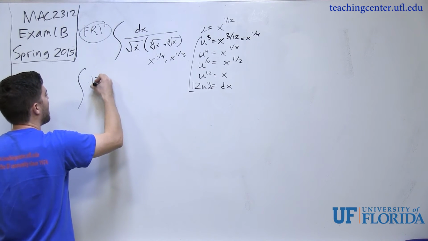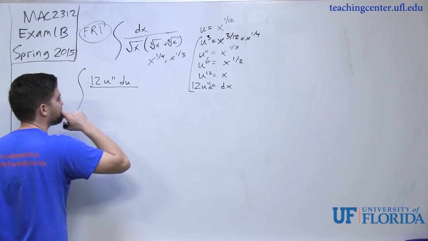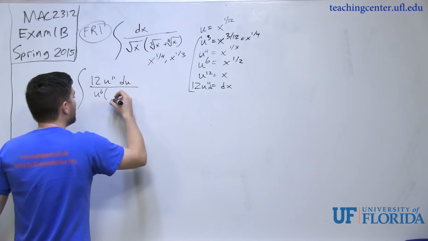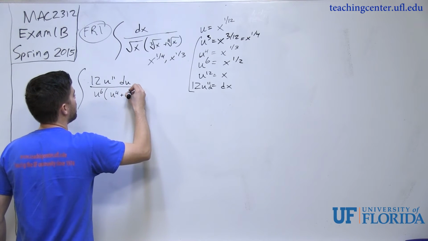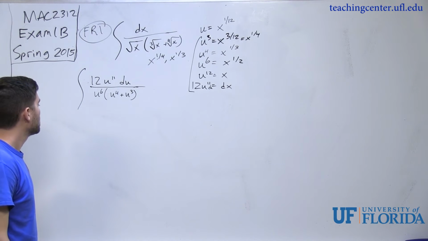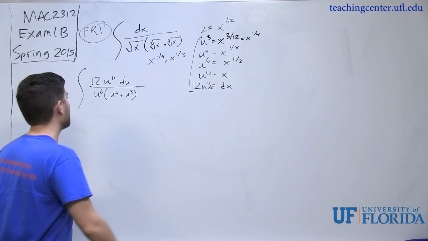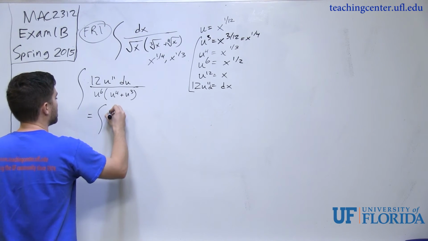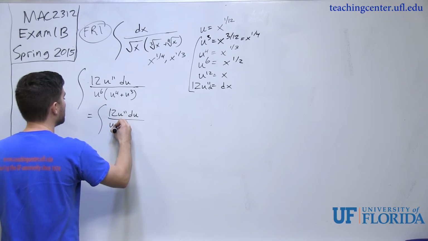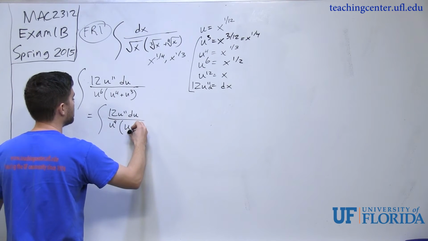My top part is 12u to the 11th du all over, I have u to the 6th, u to the 4th plus u cubed. Okay, good. So I can keep doing a little bit of simplification here. I can pull out a u cubed from both of these terms, and I end up getting 12u to the 11th du over u to the 6th times u cubed is u to the 9th, and this would be times u plus 1.